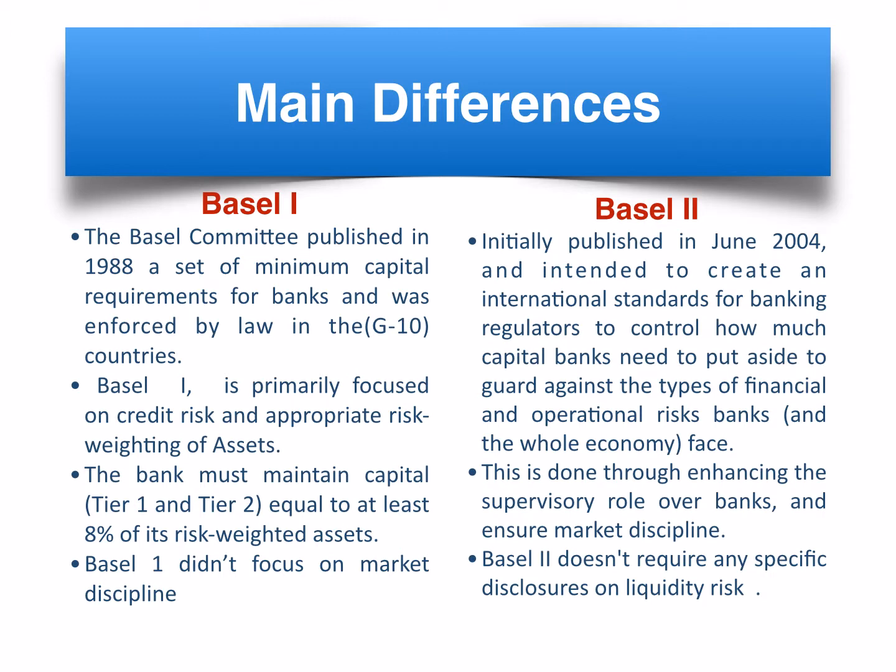As for Basel II, it was initially published in June 2004 and intended to create international standards for banking regulators to control how much capital banks need to put aside to safeguard against the types of financial and operational risks banks and the whole economy might face. This is done through enhancing the supervisory role over banks and ensuring market discipline. Basel II doesn't require any specific disclosures on liquidity risk.